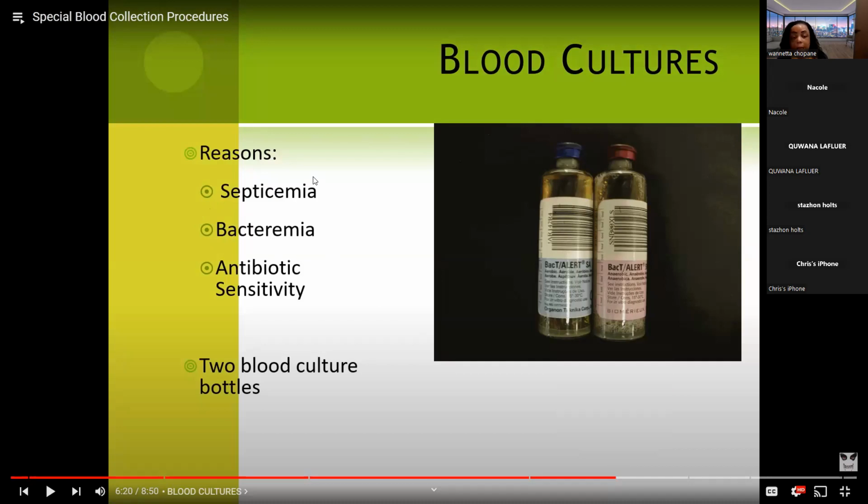It will probably say, for what reason would the doctor need blood cultures? It will either say septicemia or bacteremia. One of those is your answer, okay? You will be able to know that. So we also know with blood cultures, it's always going to be 2.